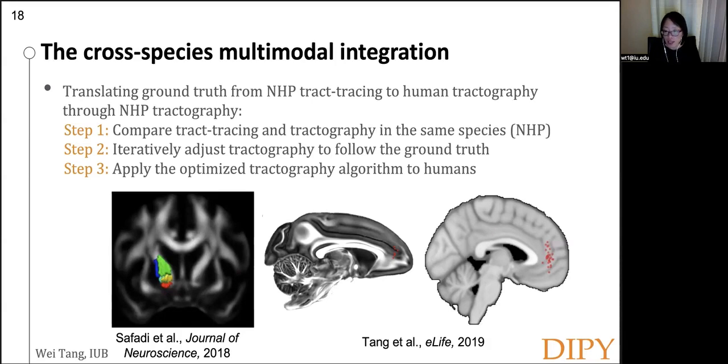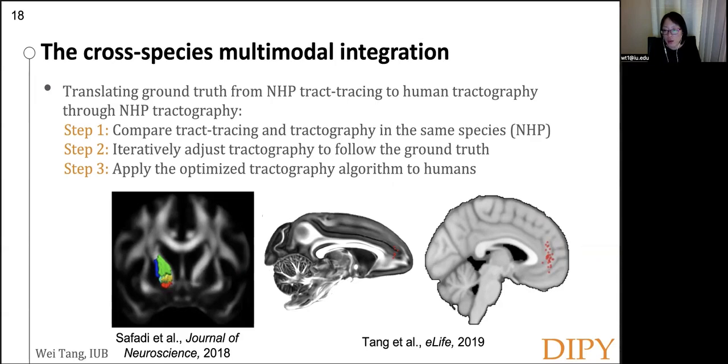In the paper by Safadi et al., the authors compared monkey tractography and track tracing data to rule out false positive pathways. With the adjusted tractography result, they identified a highly consistent topographical pattern of the prefrontal fibers in the human ALIC, as shown on the left figure here. So this is from a human brain. The red, yellow, green, and blue followed the same dorsal ventral pattern as found in monkeys.